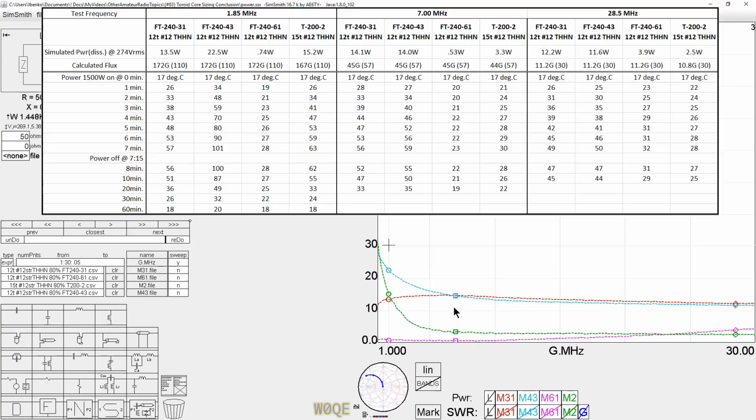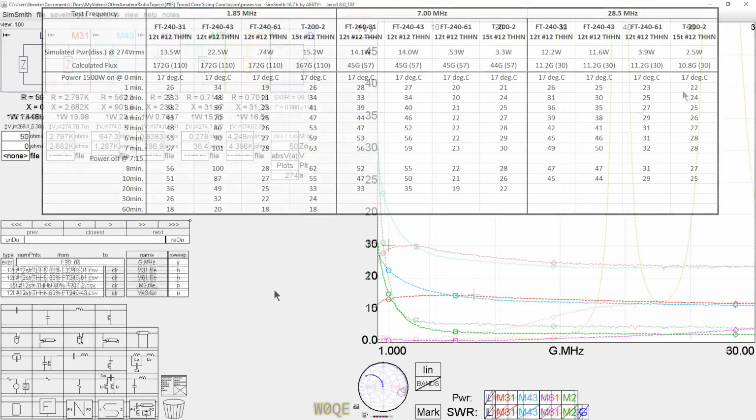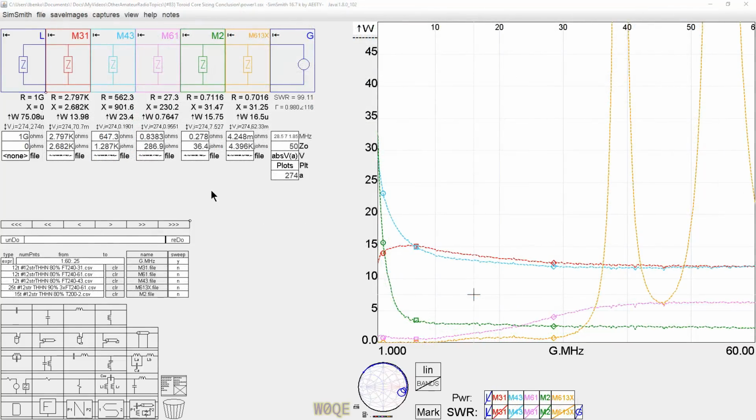But nevertheless, you can make some measurements and continue on. The whole point of this video is to show that SimSmith predicted what I measured pretty darn closely all over the HF range, which was kind of, I guess, expected, but it was nevertheless a nice surprise.